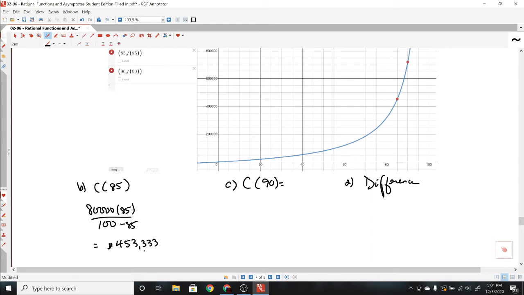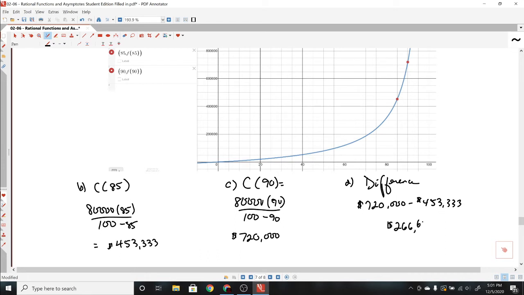and that comes out to be $453,333. C of 90 would be 80,000 times 90 over 100 take away 90, and that comes out to be 720,000. So how much more of a cost would it incur? We're going to subtract those values, and I get $266,667 additional cost just to remove that extra 5%.